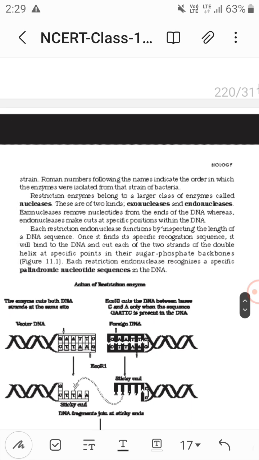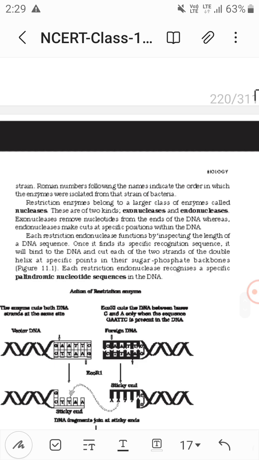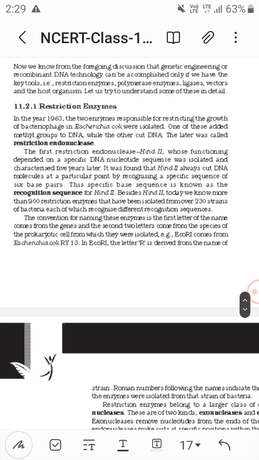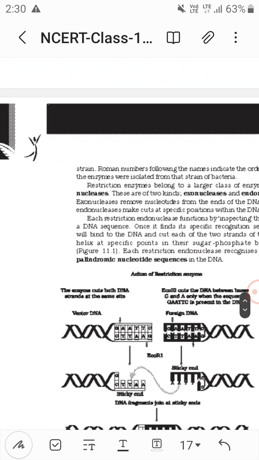Nucleases are restriction enzymes belonging to a larger class of enzymes. Now, these are two kinds of nucleases: exonucleases and endonucleases. This is why for restriction enzyme we call it restriction endonuclease.